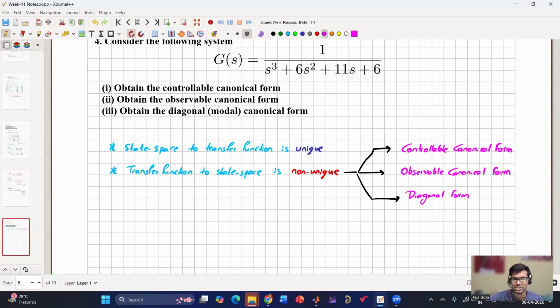So G of s is given as something like this. So now I can call this Y of s by U of s. So what I would do is cross multiply and then convert it into time domain, like how we have solved that linear differential equation. So first I'll start with the controllable canonical form.